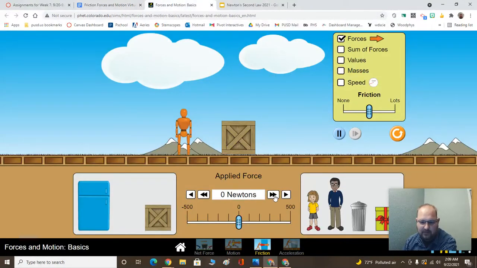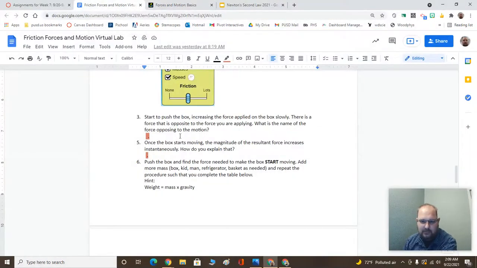So if we start applying a force here, we're supposed to do this slowly, but either way, I'm going to do it with this setup here. We see that we're applying a force in this direction. What is the force that is opposing motion? That is the frictional force, which we should be used to understanding is going to oppose our motion.